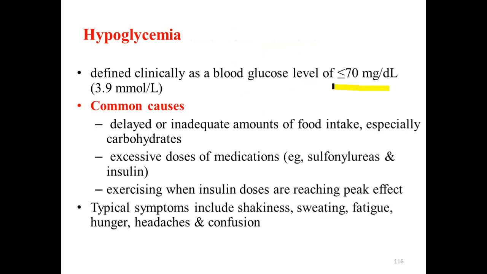So what causes hypoglycemia? Mostly delayed intake of food, especially carbohydrates. It could also be an excessive dose of anti-diabetic medication, mainly those with a high risk of hypoglycemia, such as sulfonylureas and insulin. Or it could even be due to heavy exercise when the insulin dose is reaching peak effect. Those are the most common causes of hypoglycemia in diabetic patients.